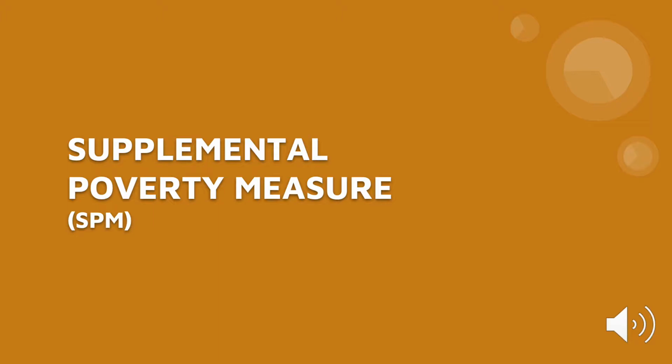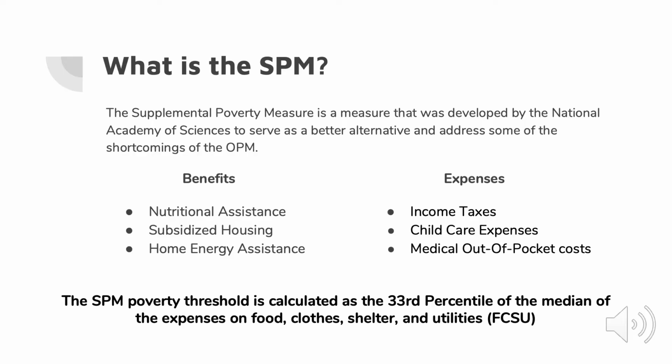Another measurement that the US uses today in combination with the official poverty measure is the supplemental poverty measure. Due to the increased concern regarding how accurately the OPM measures poverty, the SPM was developed to include more factors and create a more comprehensive view of poverty. The SPM extends the official poverty measure by taking different government programs and in kind benefits, such as nutritional assistance, subsidized housing, and home energy assistance, and including them in the equation. It also deducts the unnecessary expenses for goods and services as well. These include income taxes, childcare expenses, and medical out of pocket costs, known as MOOPs.